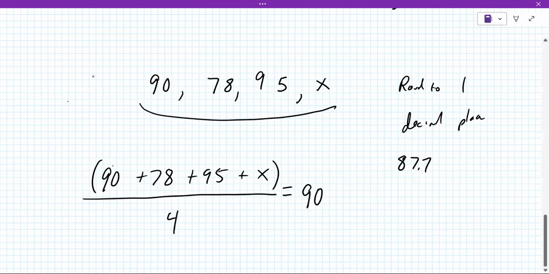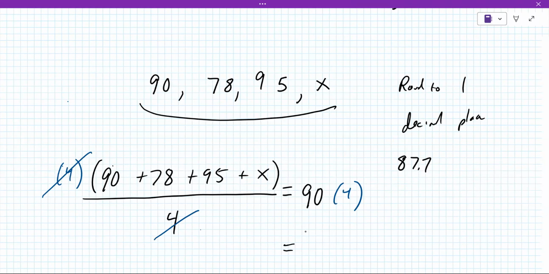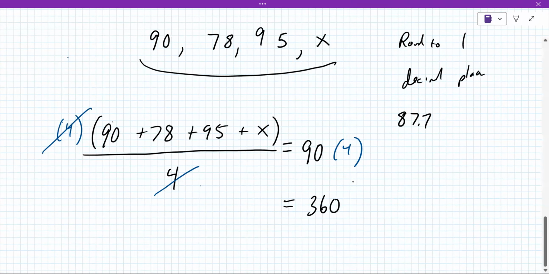Add all the things. Wait. Before that, just focus on the 4 down at the bottom. How would you undo division by 4? Multiply by 4. So now that clears the 4. What does the right side become? 360. And then from here, you add these 3 numbers, 90, 78, 95. Bring them down, but you would add them up.